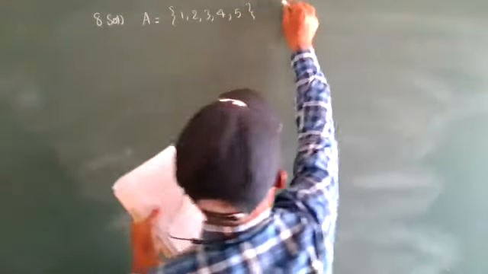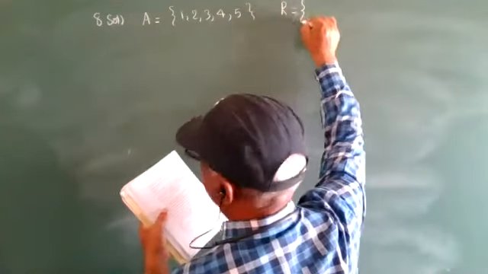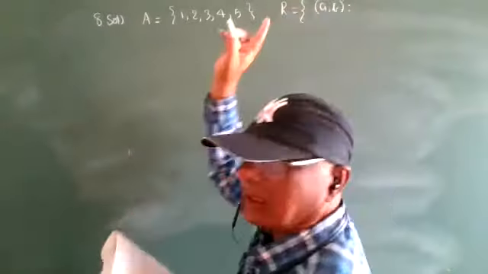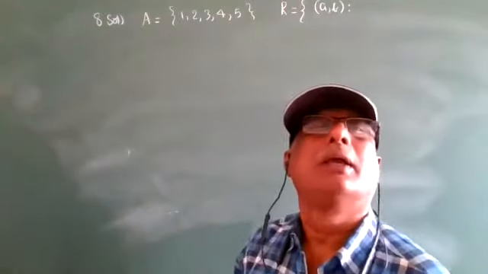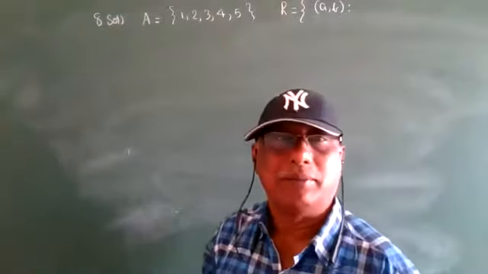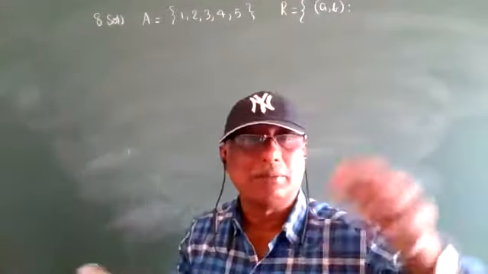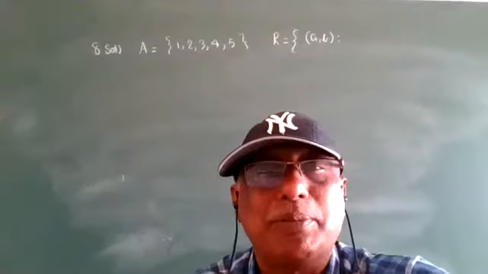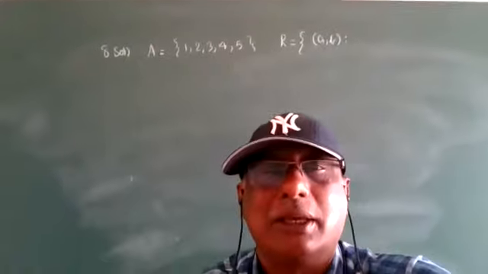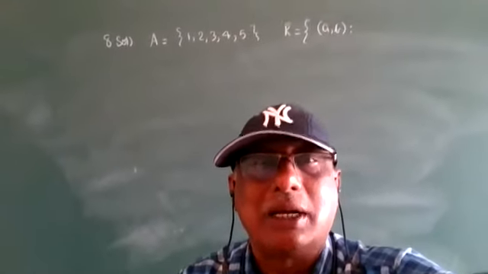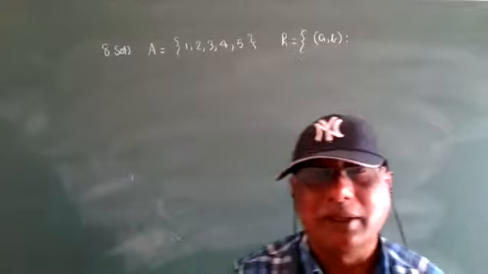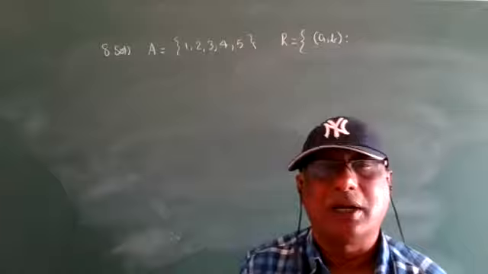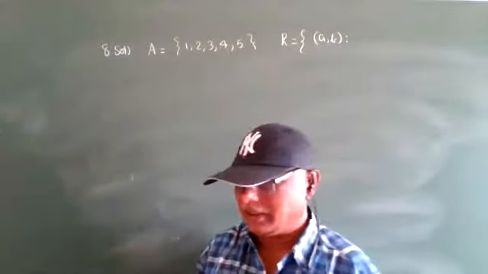Next, relation R is given as A comma B, such that this is the set builder form. It should be remembered. This is the set builder form, which means these types of ordered pairs are there. AB is there, BC is there, CA is there. Next, the number of ordered pairs is like this.